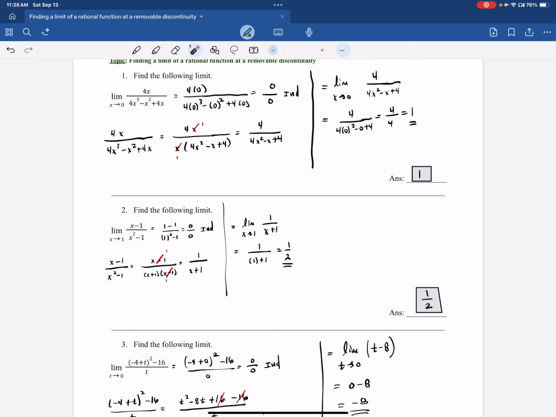When you plug it into the simplified version and get an answer, that answer is your answer. I hope that helps.